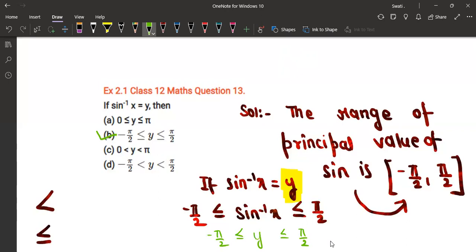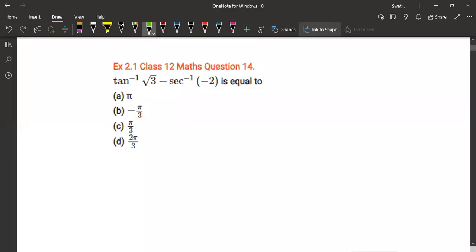And there was nothing extra that I used here, or anything new. It is just a formula based on the range of the principal value. Okay, let's move to the next question now.